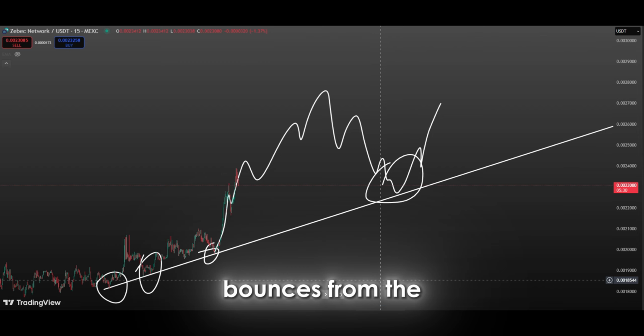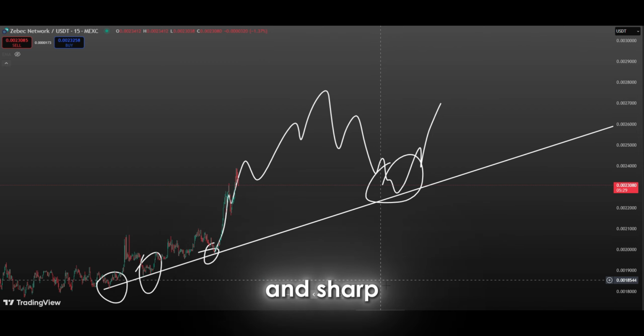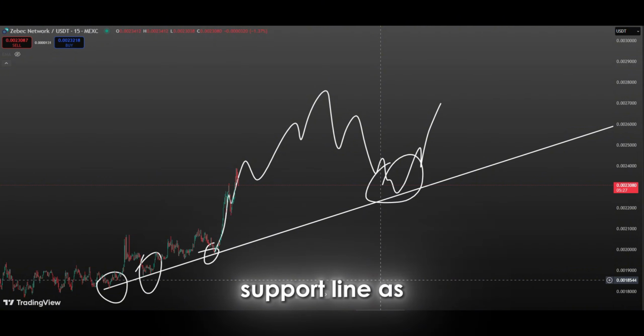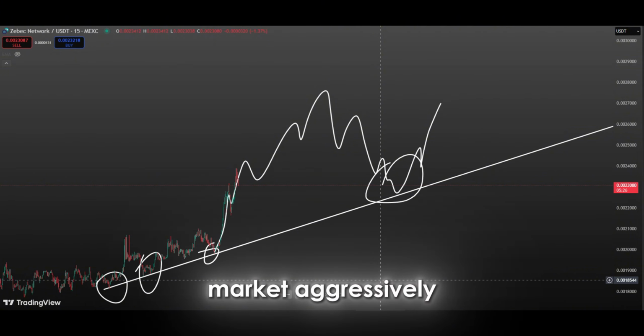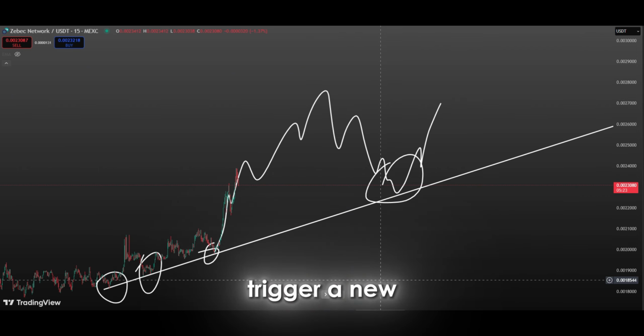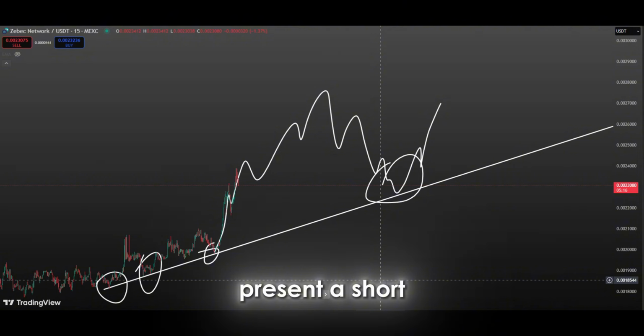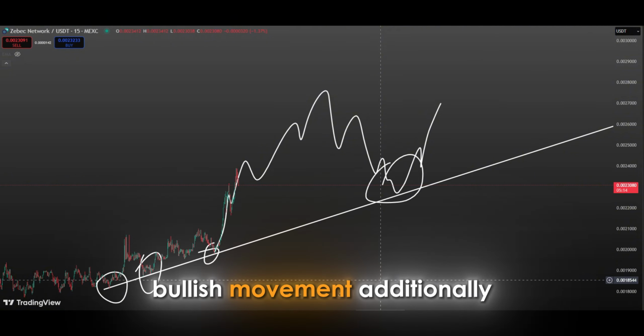These types of bounces from the trend line are often powerful and sharp. Since the overall market trend is upward, buyers see this support line as an opportunity and enter the market aggressively. This not only leads to a bounce, but can also trigger a new wave of upward movement. This new wave often targets the previous highs of the trend, and in some cases, can even surpass those levels to create new highs. Therefore, approaching this ascending trend line may not only present a short-term bounce opportunity, but also mark the beginning of a larger bullish movement.